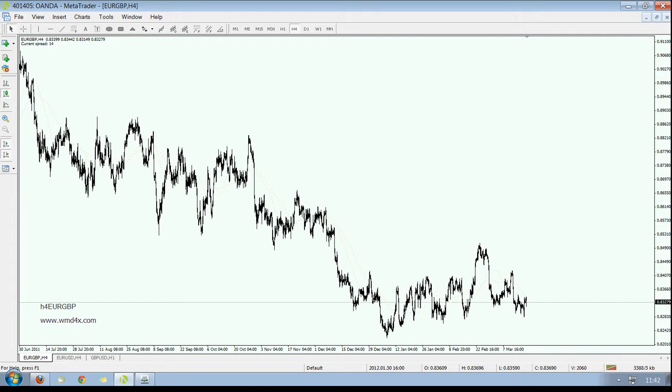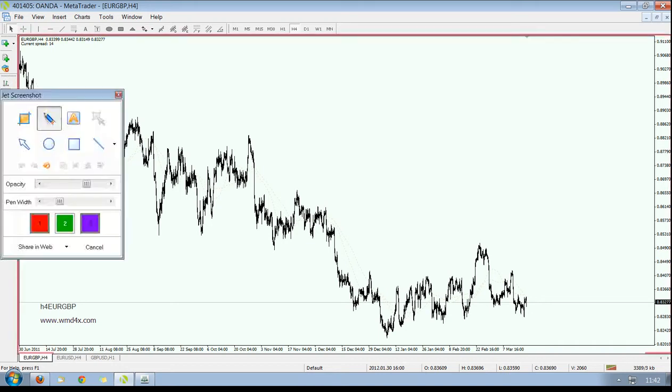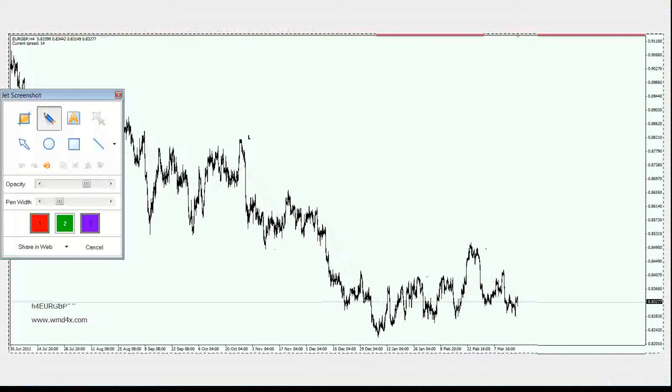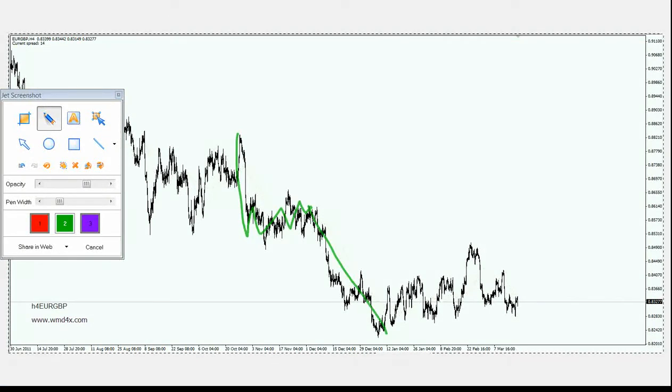But here's the kind of overall structure that we have. So we had the price breakdown, we had it go into consolidation, and we had the price breakdown again. So marking off that previous consolidation area, that gives us our structural bias.